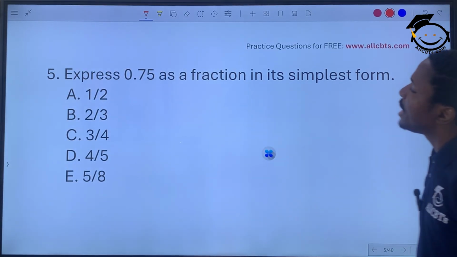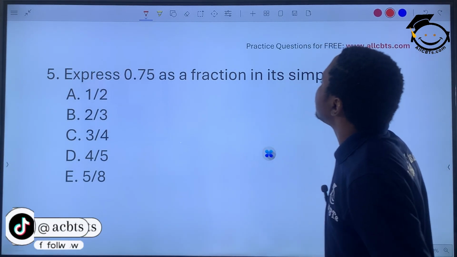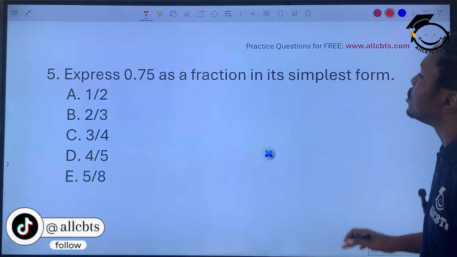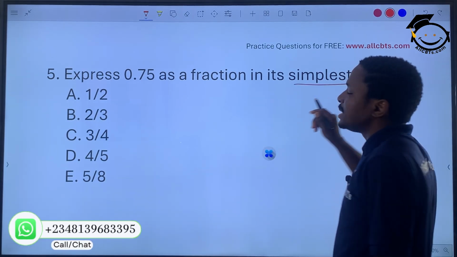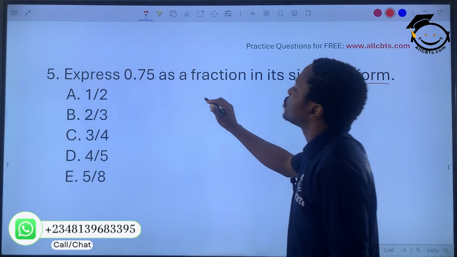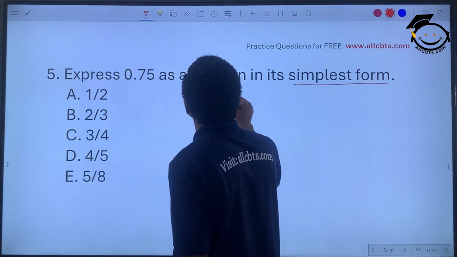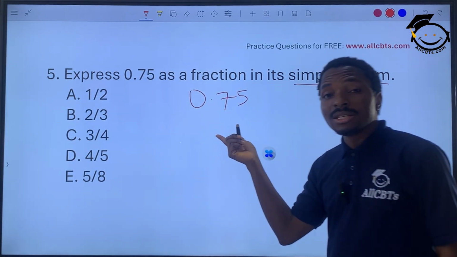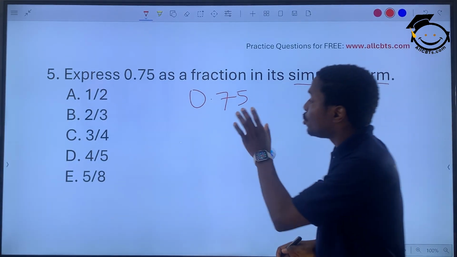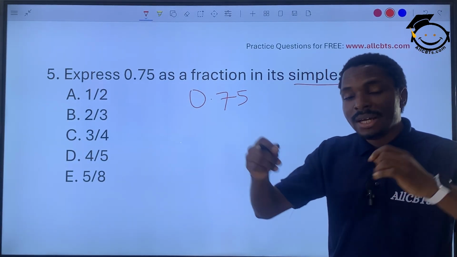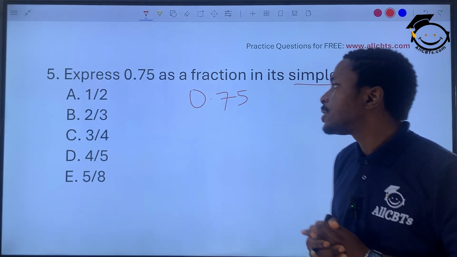Question 5. Express 0.75 as a fraction in its simplest form. This is the instruction: in its simplest form. So 0.75. What form is it right now? That's the first class work I have for you. What form is it right now? Let me know in the comment section.